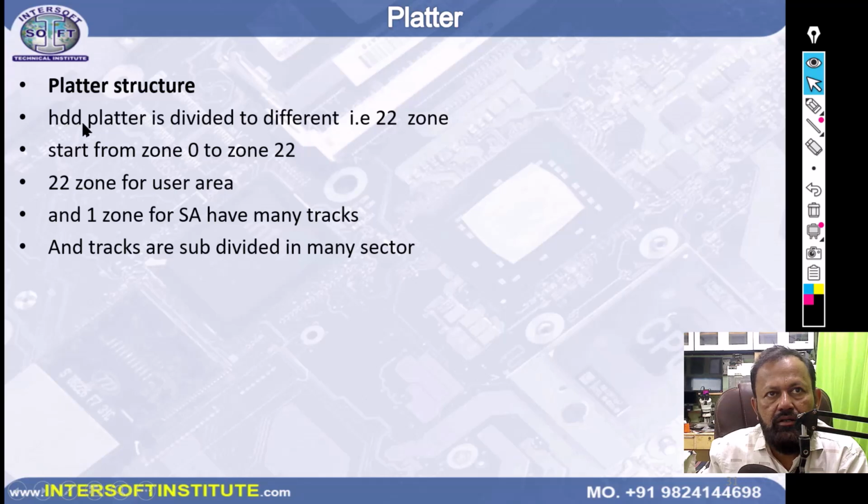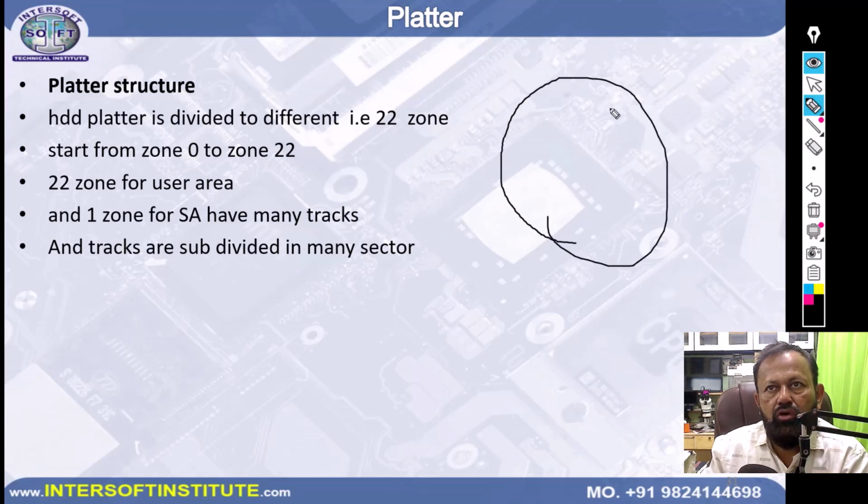The platters are divided into different zones. Whenever we see the platter, it is divided into zones. Zone means this is one zone, this is the second zone. In this zone, a number of cylinders are there. In the second zone, there is also a number of cylinders. Third zone, fourth zone, like that. So whenever we store the data, it will first take one zone, and if it is filled, then it will go to the second platter, then the third platter, fourth platter, like that it will go.